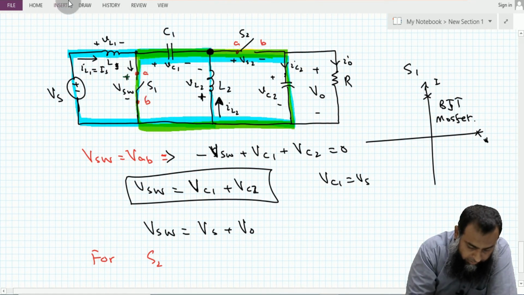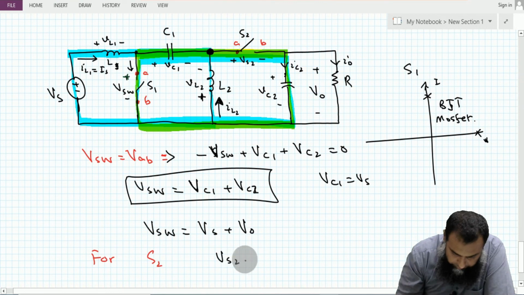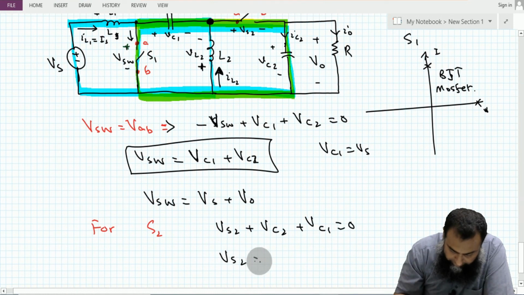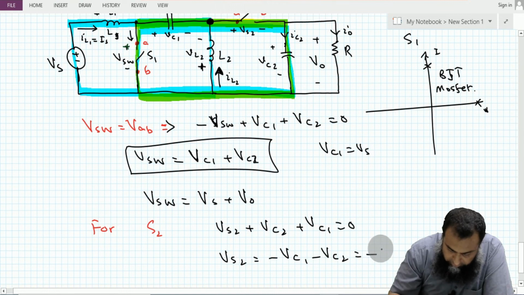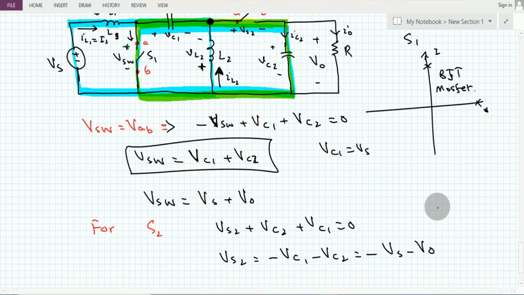So if I apply the KVL here, that becomes equal to Vs2 plus Vc2 plus Vc1, that is equal to 0. So the Vs2 is equal to minus Vc1 minus Vc2, and that is equal to minus Vs minus V0, which says that this switch S2 can only be realized with a device which is capable of blocking the negative voltage.